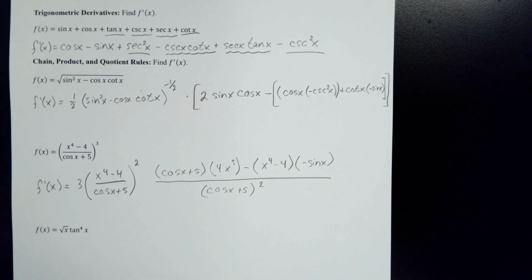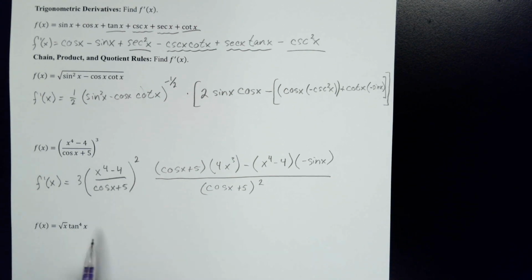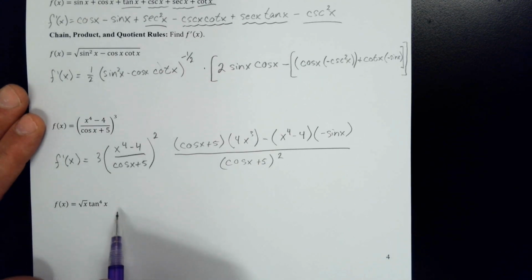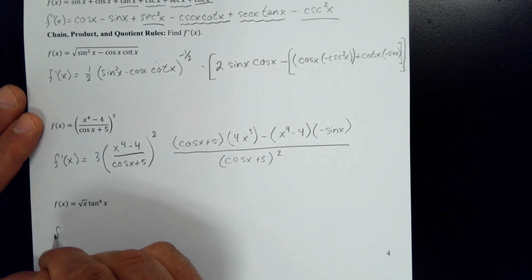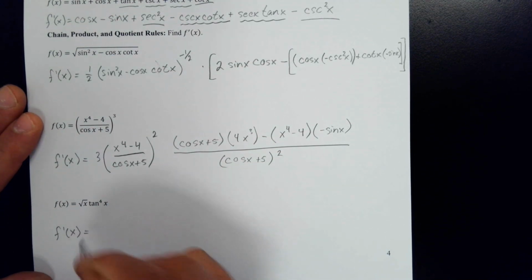Again, we could simplify some of this if we wanted to. We could combine the 2 cosine x plus 5s here and the 2 cosine x plus 5s and have a cosine x plus 5 to the 4th on the denominator if we wanted. But that's not really what we're practicing here. We're really practicing using things like the chain rule and the quotient rule. For this last one, we've got 2 functions multiplied by each other, square root of x and tangent to the 4th x. So we've got to use the product rule.